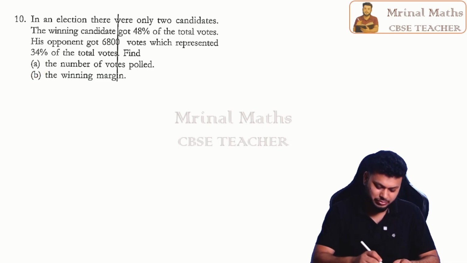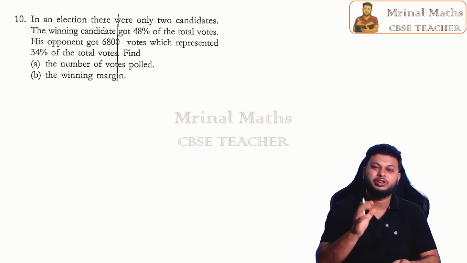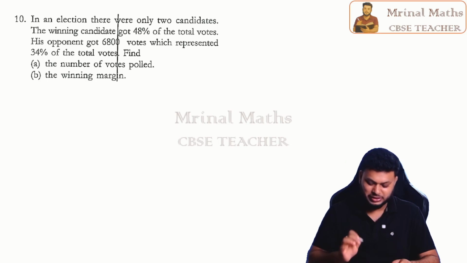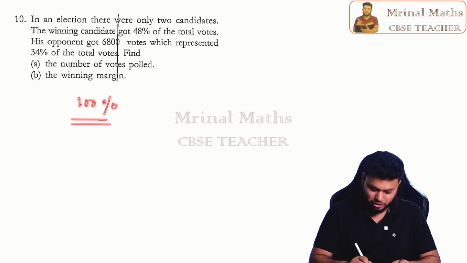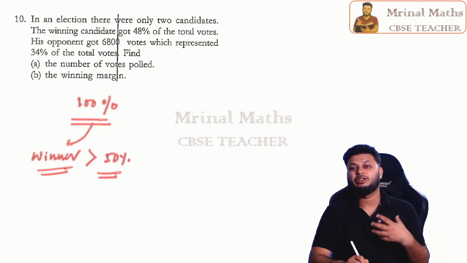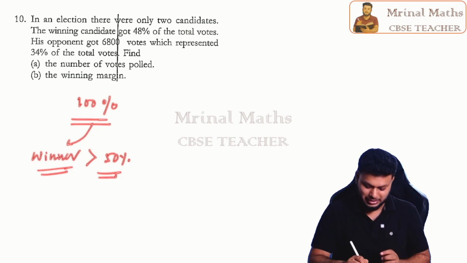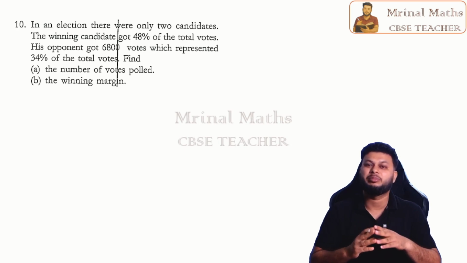Now, this is an interesting one. If you observe, the winning candidate got only 48% of the vote. Now, we know in general we have 100% of anything. So a winner should have got more than 50% of the vote, then only he should have won. So in our normal sense, this is what we understand, isn't it? The winner has to get more than 50% votes. But here it did not happen like this.